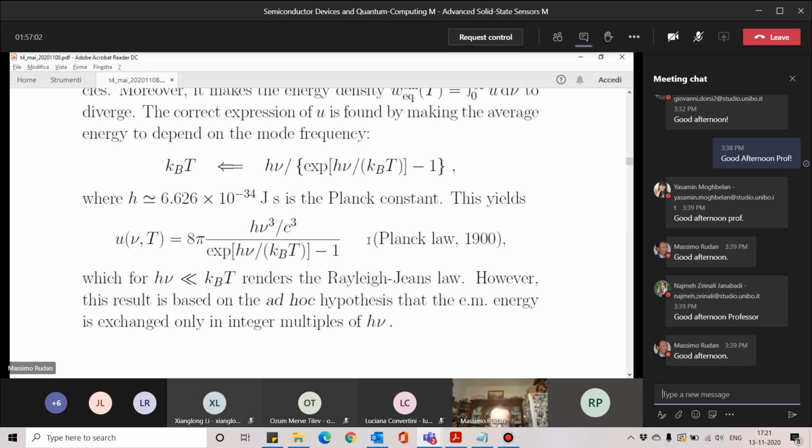This in 1900 was an extra hypothesis. It was not justified by any other physical law. However, it worked very well. I think that in the next few pages there is the explanation.